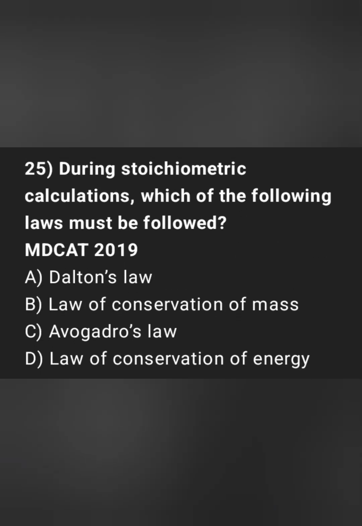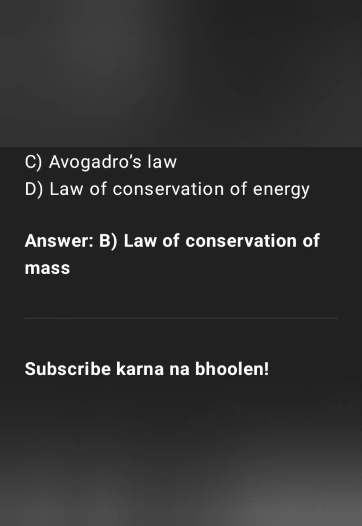which of the following laws must be followed? MDCAT: A, Dalton's law, B, law of conservation of mass, C, Avogadro's law, D, law of conservation of energy. Answer: B, law of conservation of mass.